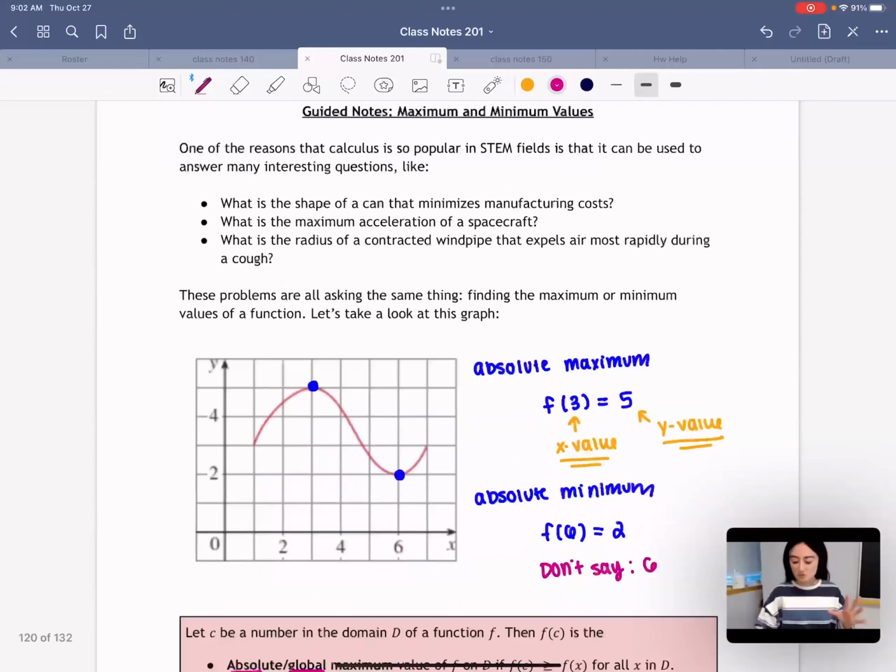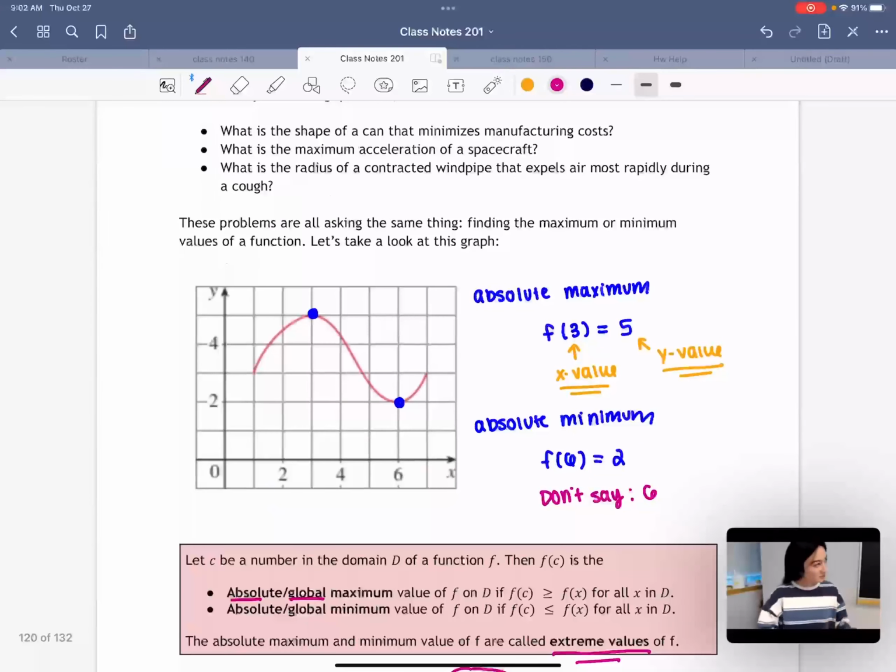So we talked about how to find the absolute maximum and minimum. And remember, the absolute extrema, or max and min, are the highest value that the function reaches and the lowest value that the function reaches. You're essentially looking up the range of the function, right?